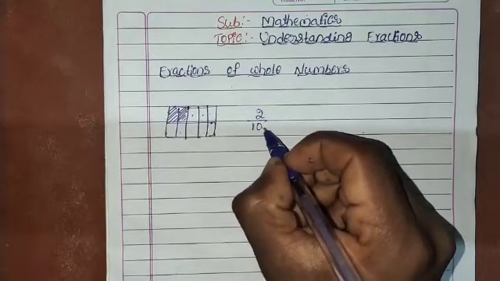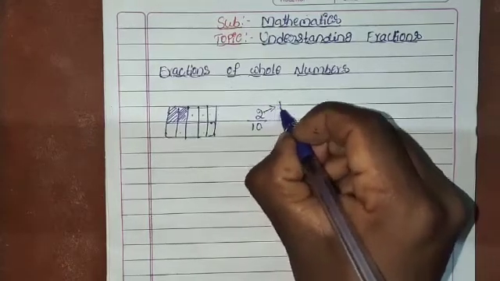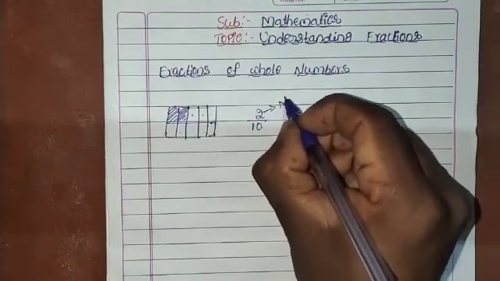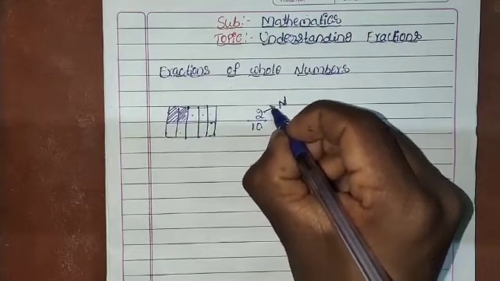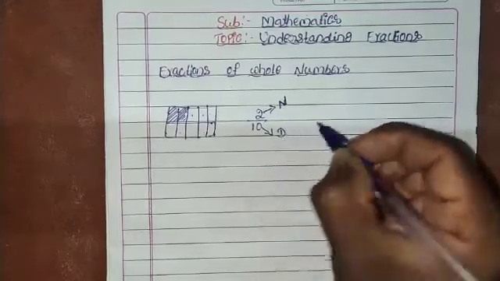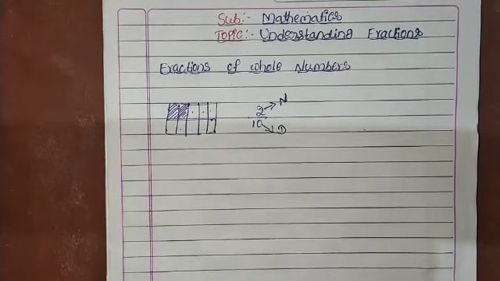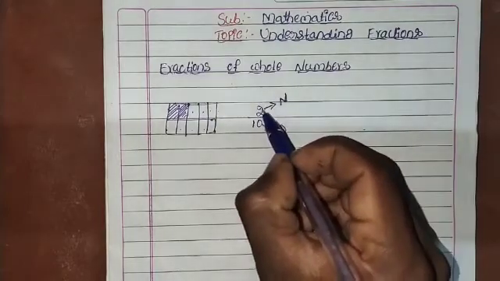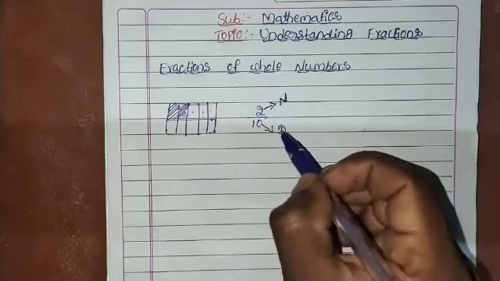This is a fraction. Here 2 is the numerator, the number which is present on top, and this is the denominator. We know that a fraction means a part of a whole. Here in 2 by 10, 2 is the numerator and 10 is the denominator. This is the fraction.